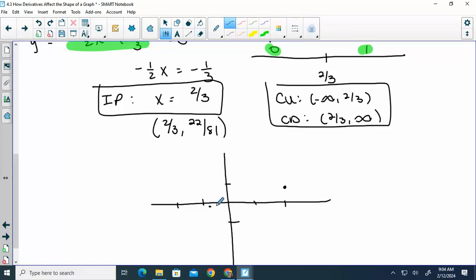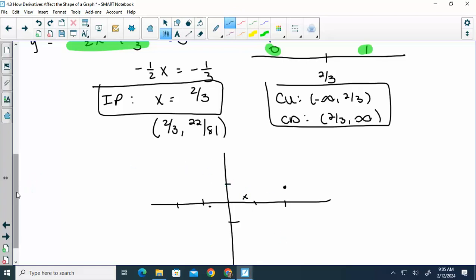How did I tell you I wanted you to mark inflection points? X's. So that was at positive 2/3, 22/81, which as a decimal is like 0.27. So out of 4.